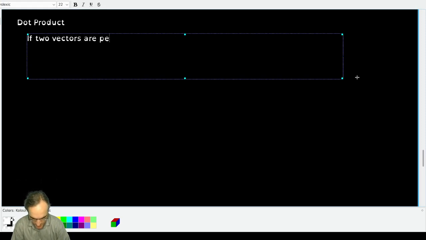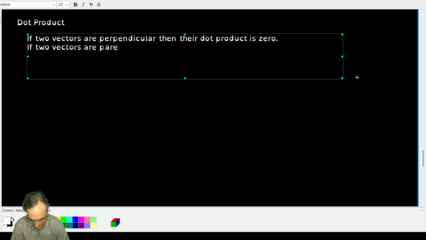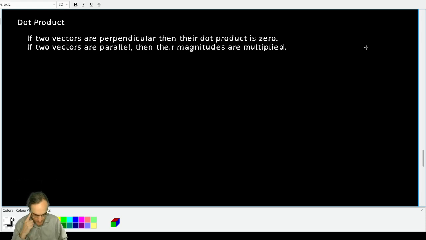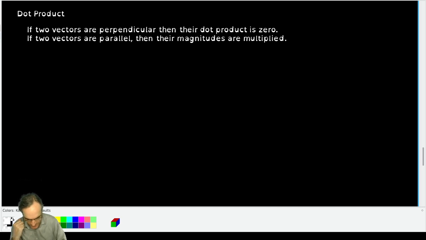If two vectors are perpendicular, then their dot product is 0. If two vectors are parallel, then their magnitudes are multiplied. That's really the only two things we need to know. We'll actually be able to work everything out based on just those two facts alone.